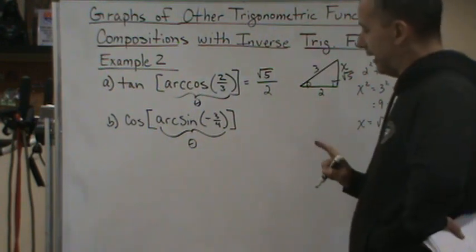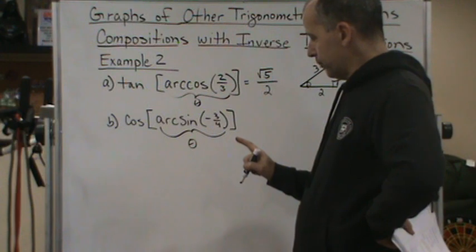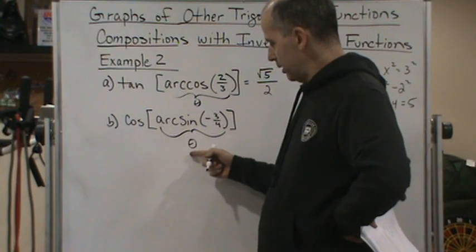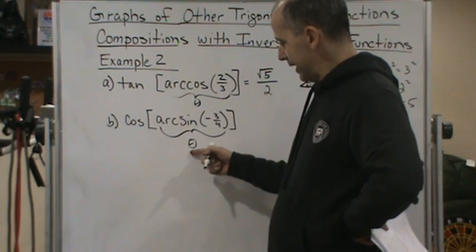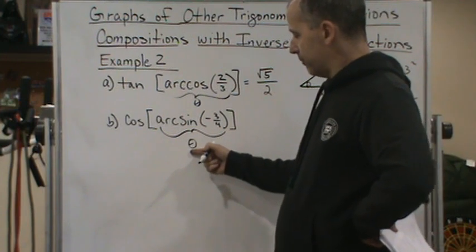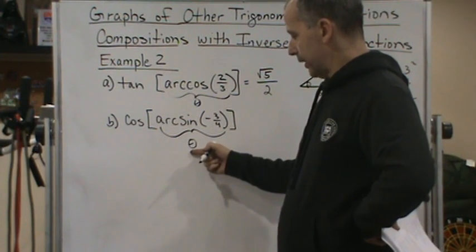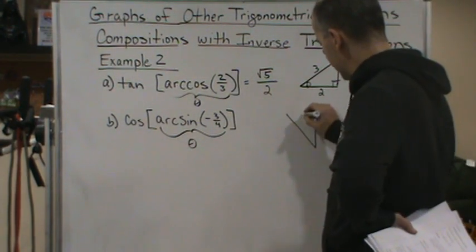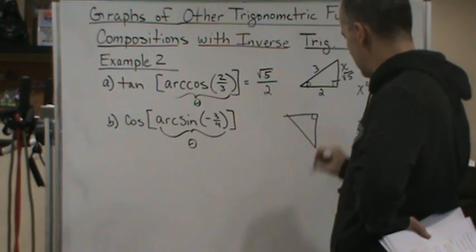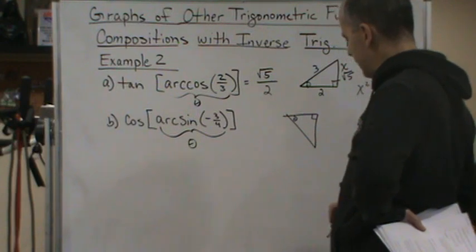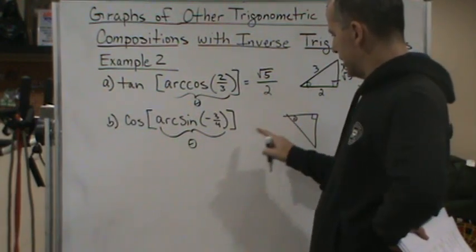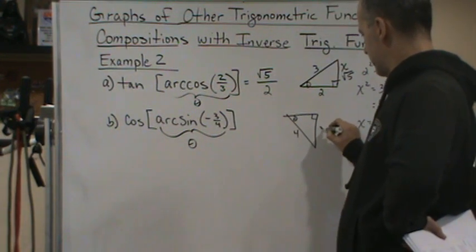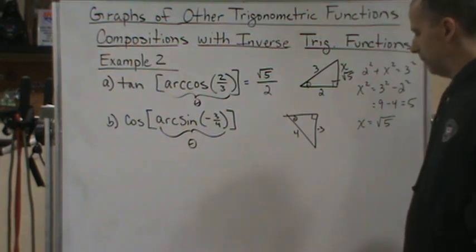But we're dealing with, again, the range of this thing, which is going to be from negative pi over 2 to pi over 2. So we're going to be in the fourth quadrant. So let's draw a reference triangle here in the fourth quadrant. Here's our theta. Now, sine of this is opposite over hypotenuse. So this is going to be 4, this is going to be 3, and this has to be negative.